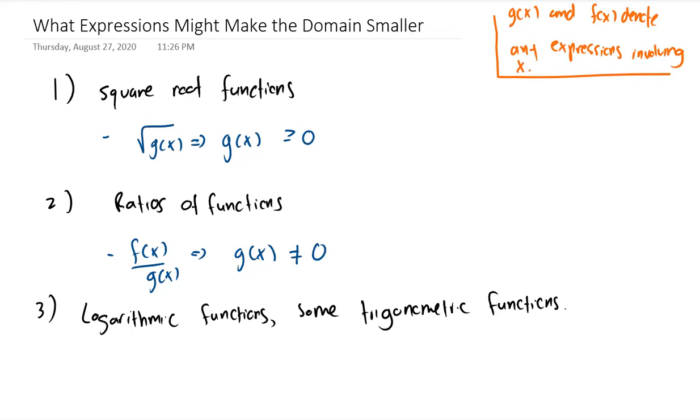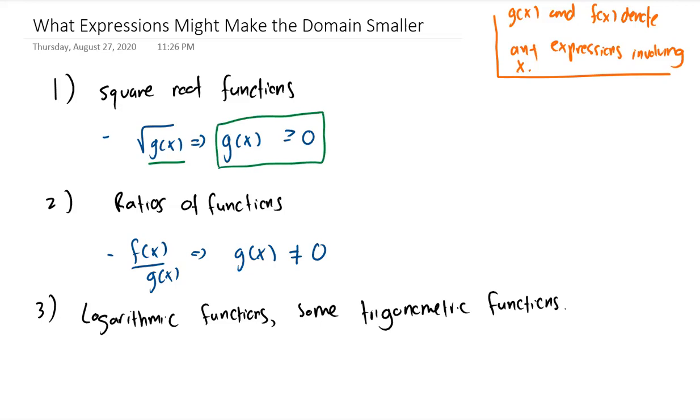So if you have the square root of some expression involving x, since we know that we can't take the square root of a negative number, then whatever is inside the square root has to be greater than or equal to 0.